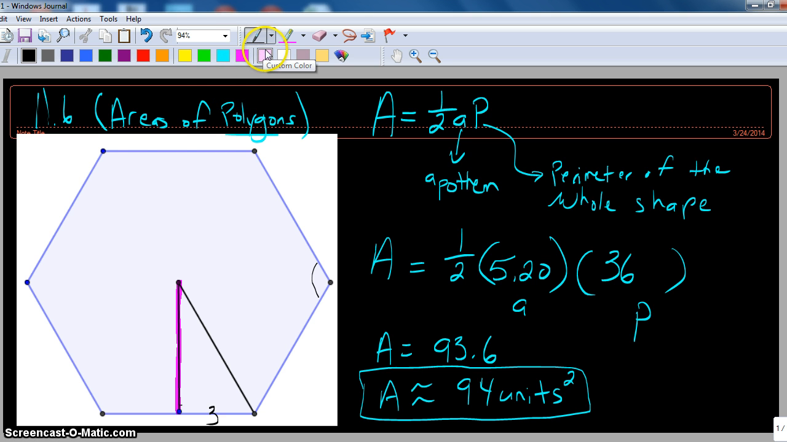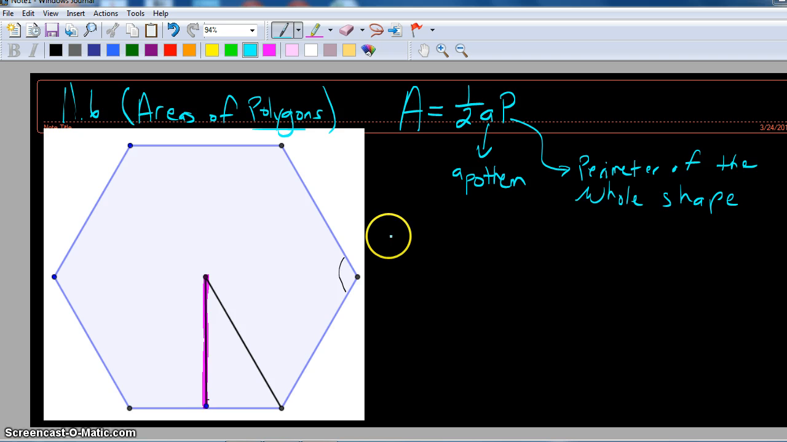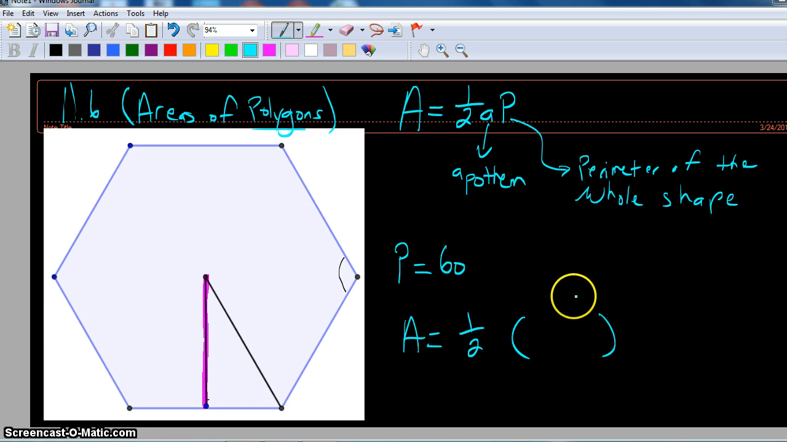Now, this entire question will change if I do this. Watch, hold on. Let's say, for example, I don't give you anything. I only tell you, you know what? The perimeter of the whole shape is 60. You figure out everything else. So then you already know that A equals 1/2 times my a times my p. And you know this is 60. Well, all of it is 60. There are 6 sides. So then each side would be 10. So this is 10. Now that's 10. Each of these would be 5.